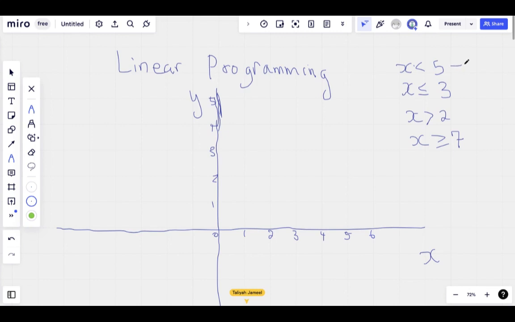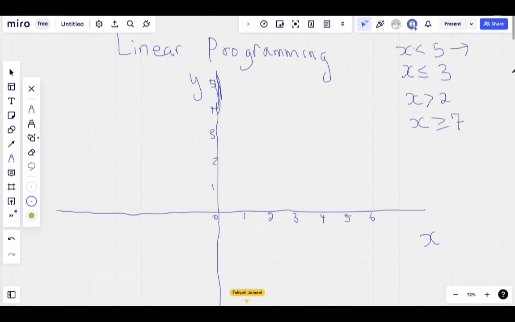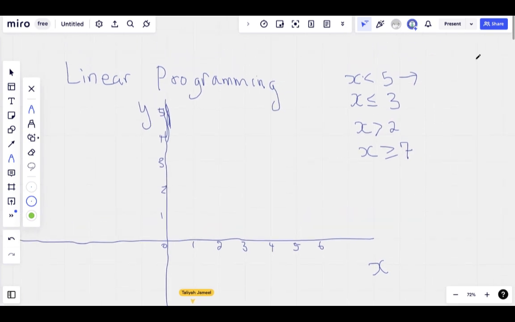we have to use what we call the broken line, the dash line. When we use only less than in an inequality, we have to use only the dash line. The dash line is what we call the broken line. So we're not going to use a solid line when we say only less than. When we use only less than in linear programming, we use this type of dash line or broken line to draw the line graph.